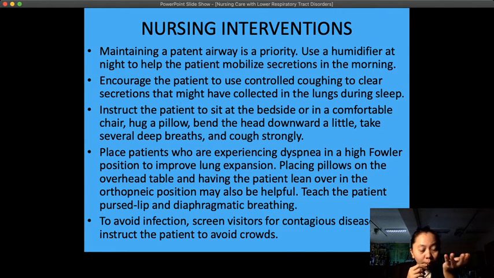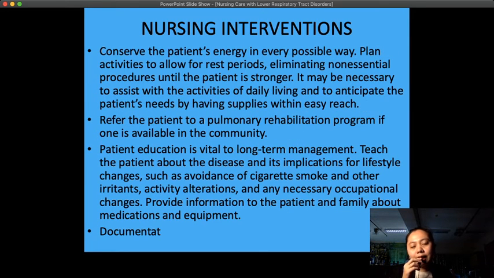So, nagpupunduan sputum. Okay? Alright, so conserve the patient's energy in every possible way. Plan activities to allow for rest periods kay may emphysema nga, di ba? Eliminating non-essential procedures until the patient is stronger. It may be necessary to assist with the activities of daily living and to anticipate the patient's needs by having supplies within easy reach. Okay.